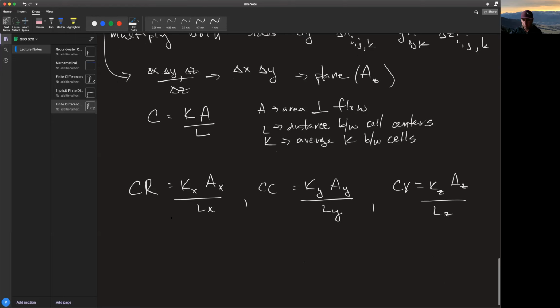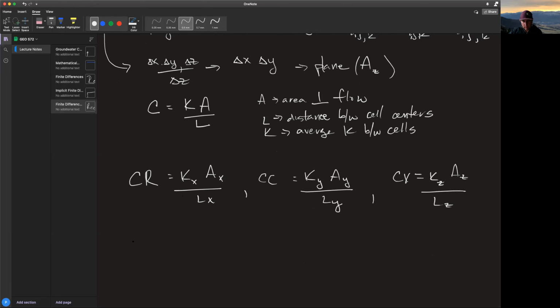I'm gonna define two more things here while we're at it. HCOF is going to be the volume, all right, times the storage coefficient, so S sub S, over delta T, all right, and the right-hand side, RHS, is going to be V times S sub S times h I J K n, the current time step, over delta T.